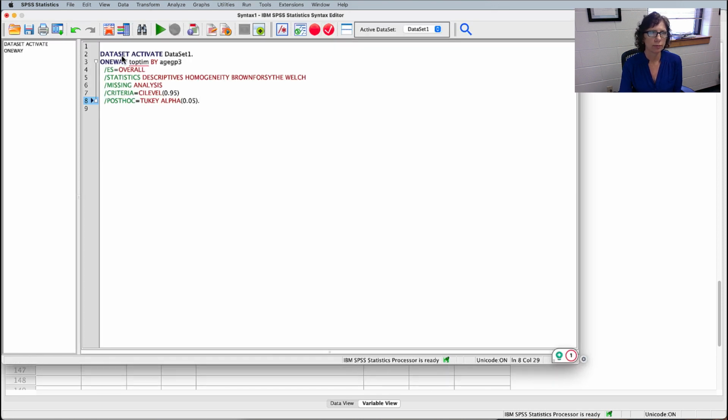Here we've activated our dataset. We called for a one-way ANOVA, the outcome by this categorical variable, age group 3. We're going to get the effect size for the overall model, and we asked for a bunch of statistics to be included, and we asked for the Tukey post-hoc test. So I'm going to grab this and run it.